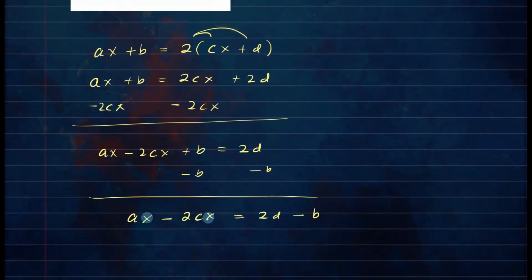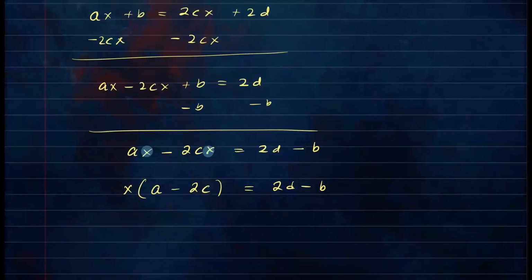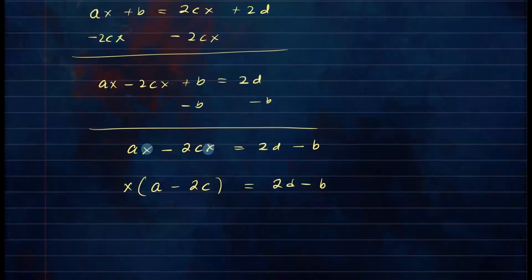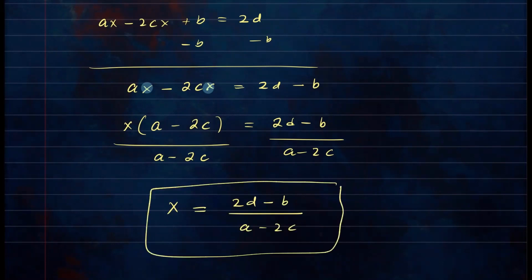Now I can use the technique of factoring to factor out that x. So you will have x times a minus 2c, because if you now redistribute, you get the step before. So this is good. And on the right-hand side, we just have 2d minus b. Now, finally, since x is multiplying a minus 2c, I'm going to divide by that term. So this is divided by a minus 2c on both sides. And that isolates x completely. So x is equal to 2d minus b all over a minus 2c. So there you have your variable x completely isolated.